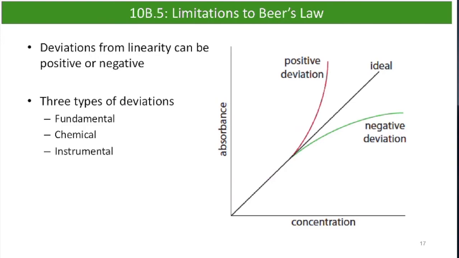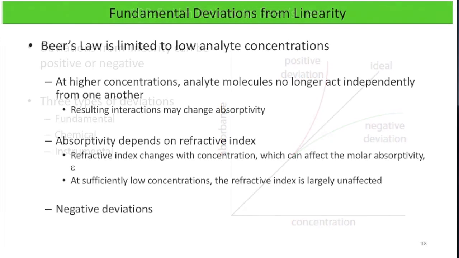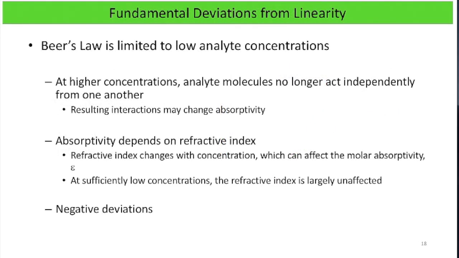So most of the time Beer's law gives you a straight line, but it can deviate from linearity if there are certain conditions. So we could have a positive deviation or we could have a negative deviation. And the three different types of deviations are fundamental, chemical, and instrumental. So let's talk about the fundamental deviations from linearity.